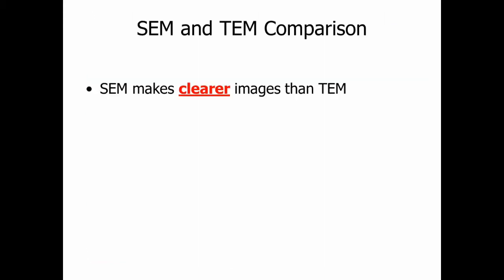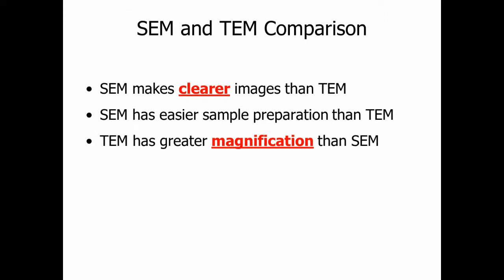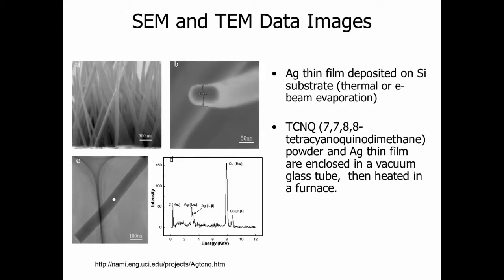So let's compare SEM and TEM. SEM makes clearer images than TEM. It's easier to prepare a sample for, but TEM has a greater magnification than SEM. SEM has a large depth of field, meaning you can see a lot at once in your picture, and SEM is easily paired with other detectors, like the EDS or the AES. There are a couple of example images. We've seen quite a few.